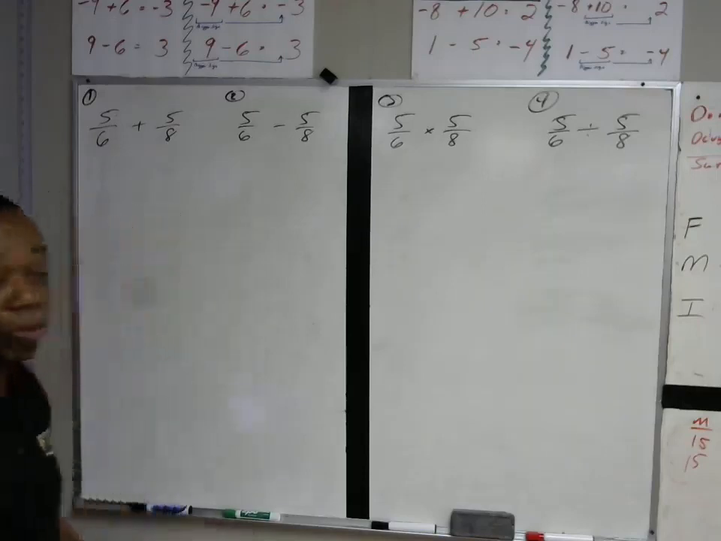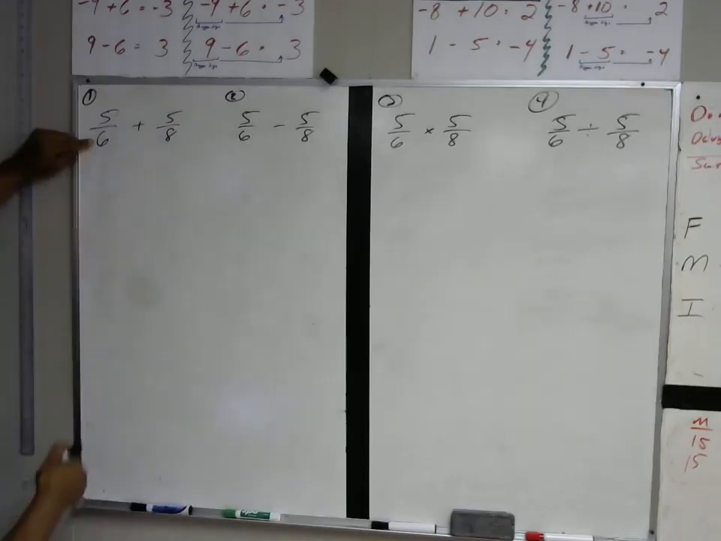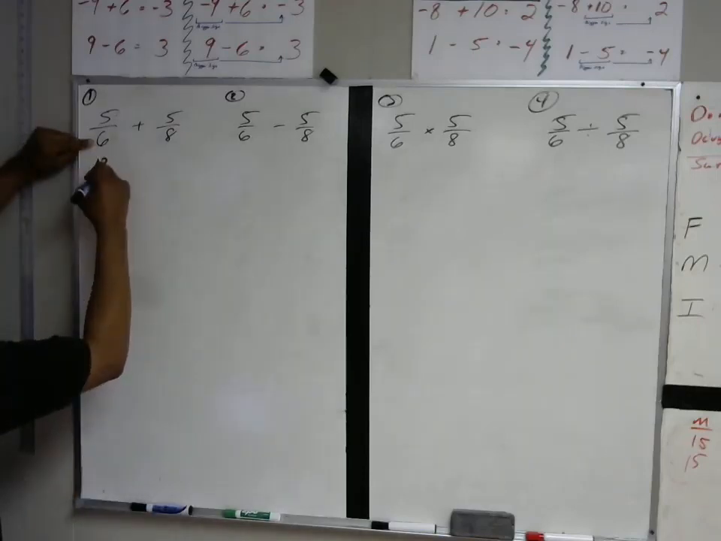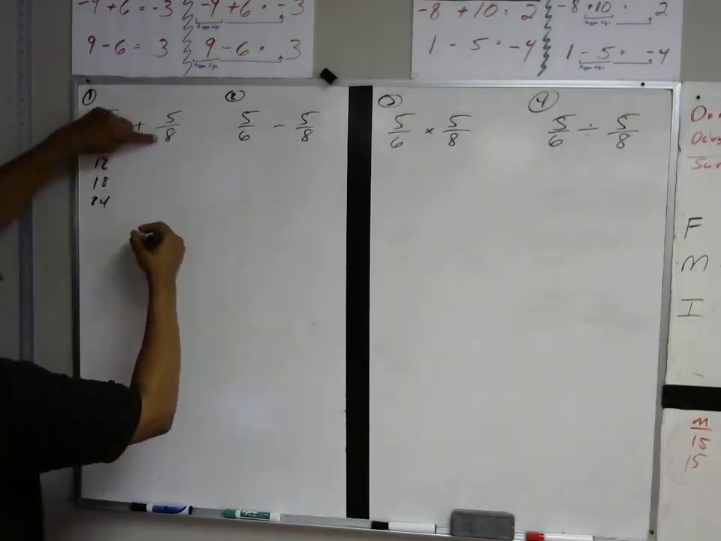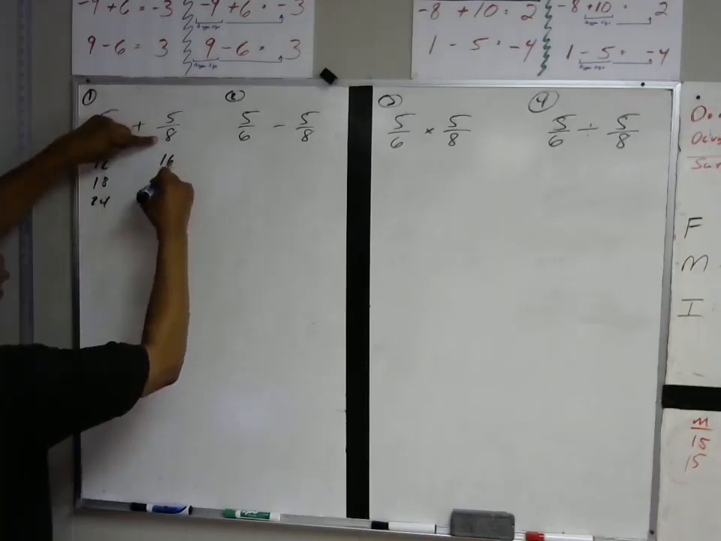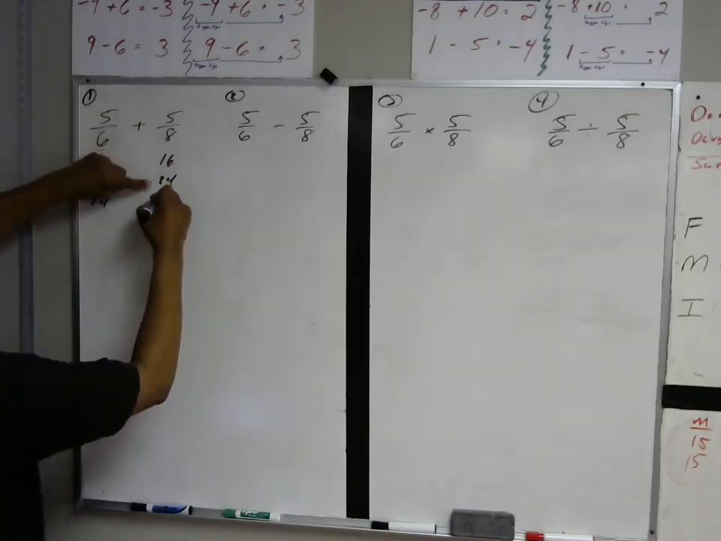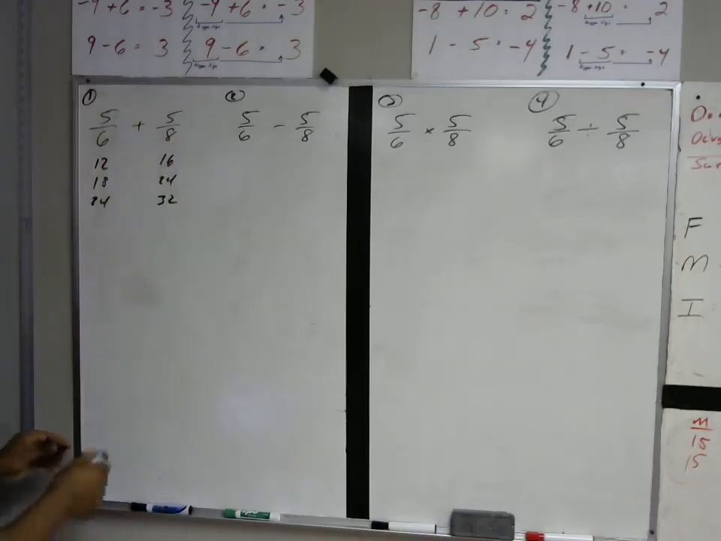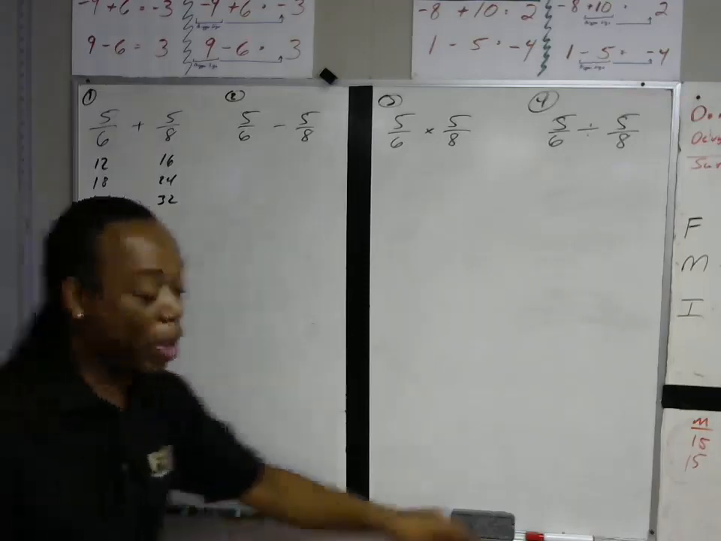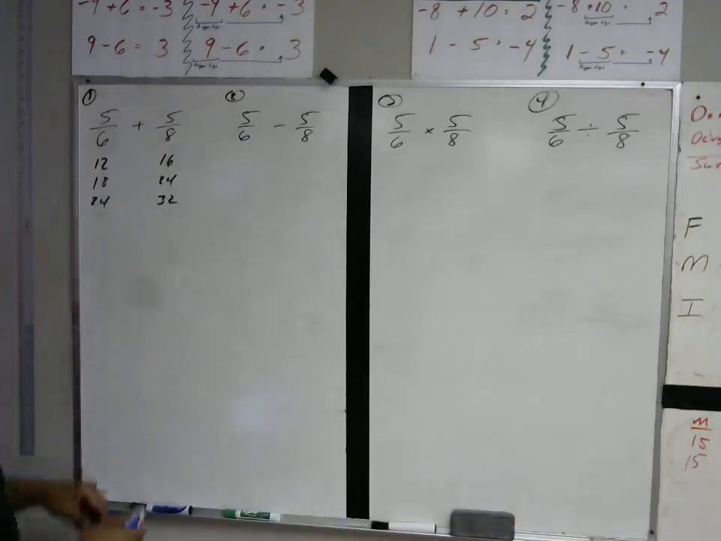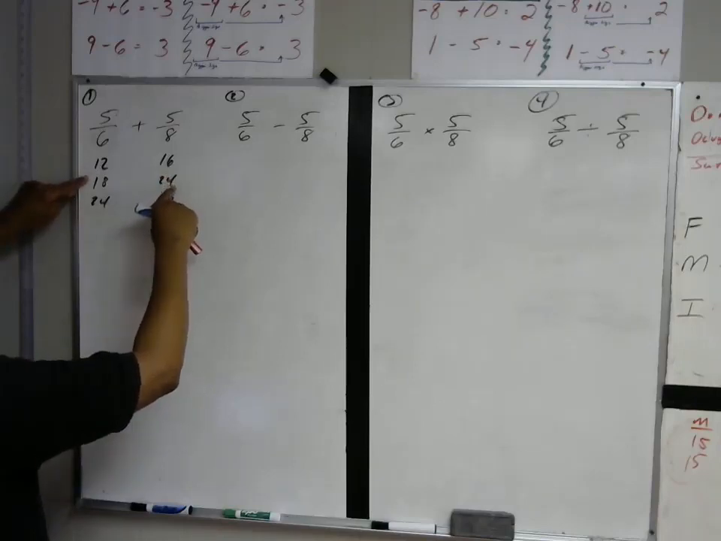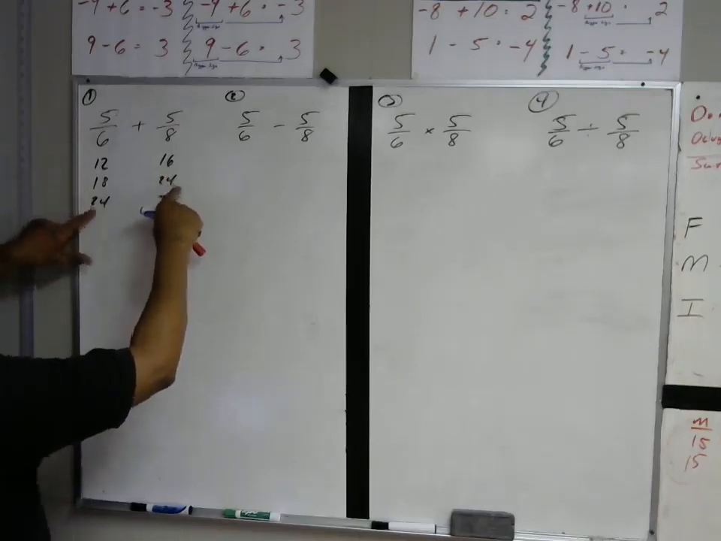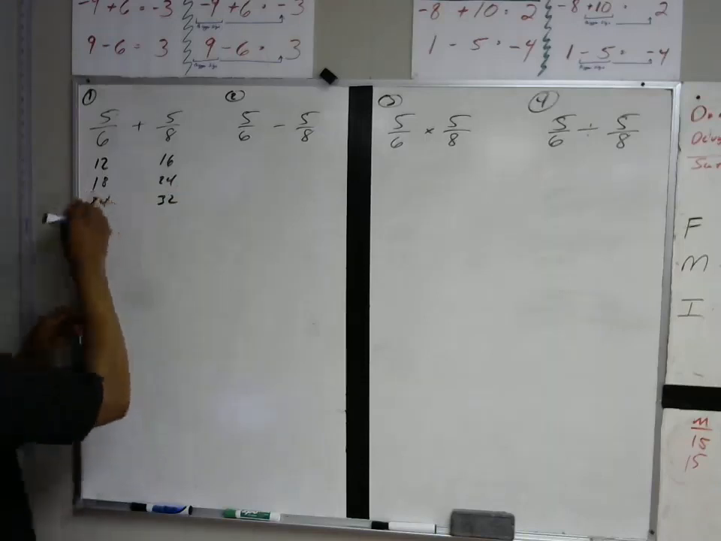So let's write the multiples for the 6 times tables. So we have 6, 12, 18, and 24. The multiples for the 8 times tables are 8, 16, 24, and 32. Okay. What do they have in common? Let's see here. Yeah, 24. 24 in common.